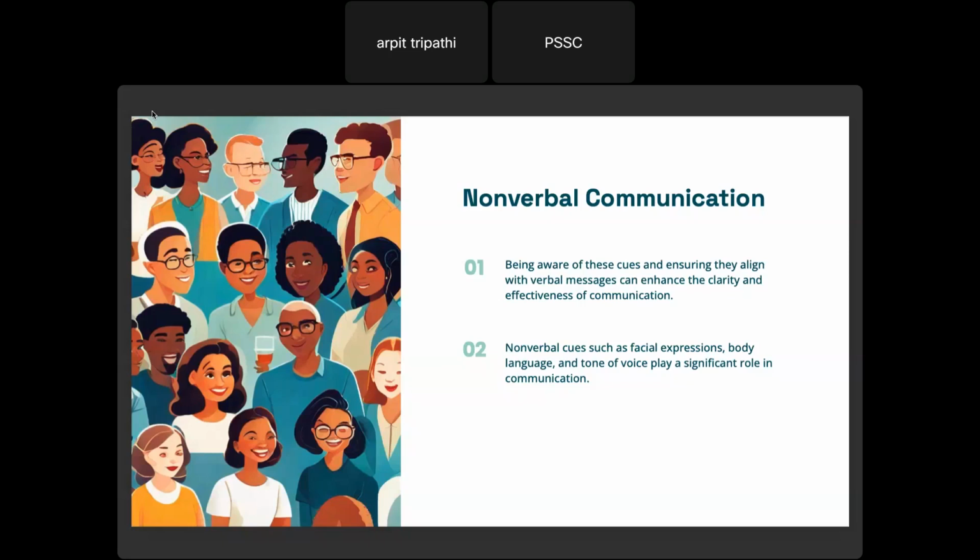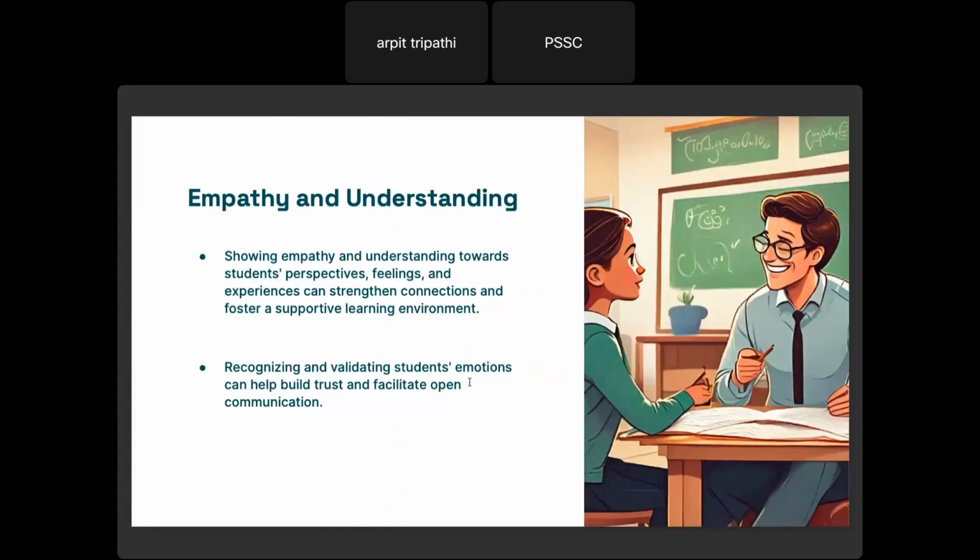So I was just talking about how empathy and understanding play an important role in fostering a positive and supportive classroom environment as well as the student-teacher relationship. What can we do to develop empathy and understanding? The very first thing is building trust.